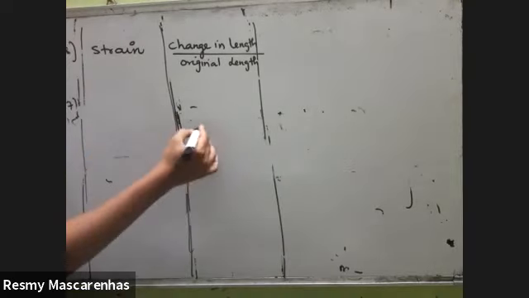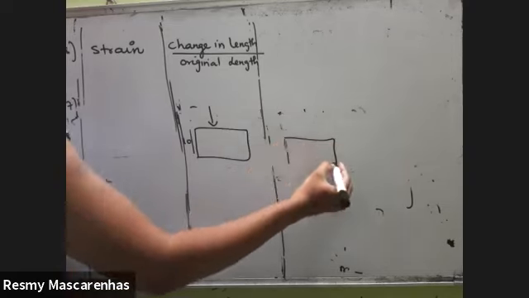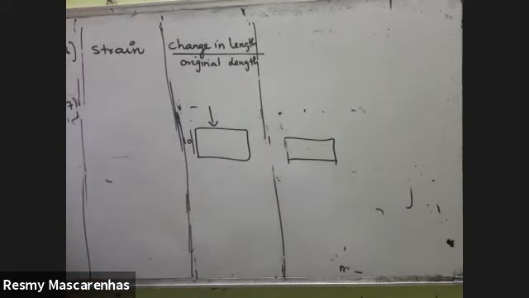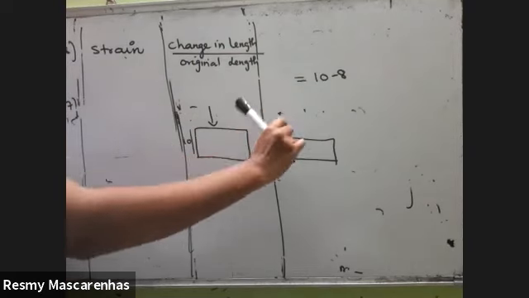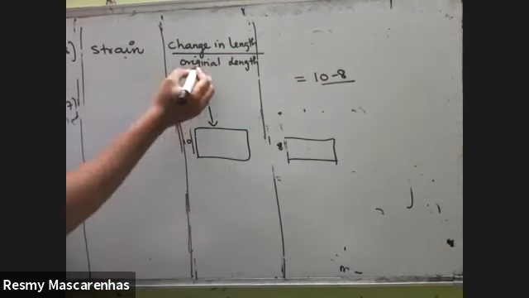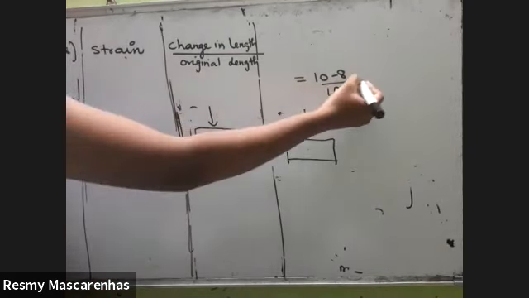a 10 centimeter sponge. Then you applied some pressure. This got shrunk, okay? Became smaller. Suppose it became 8 centimeters. Now how would you calculate strain? How much did it change? 10 minus 8. Okay, how much did it reduce? And then upon your original length, 10. It would have been 2 by 10. So that would be your strain.